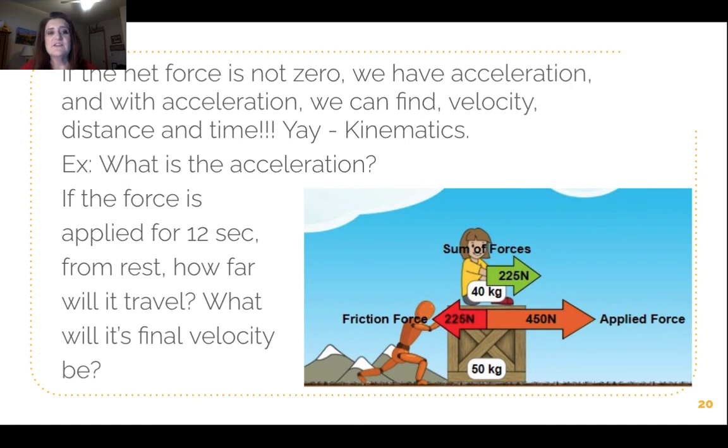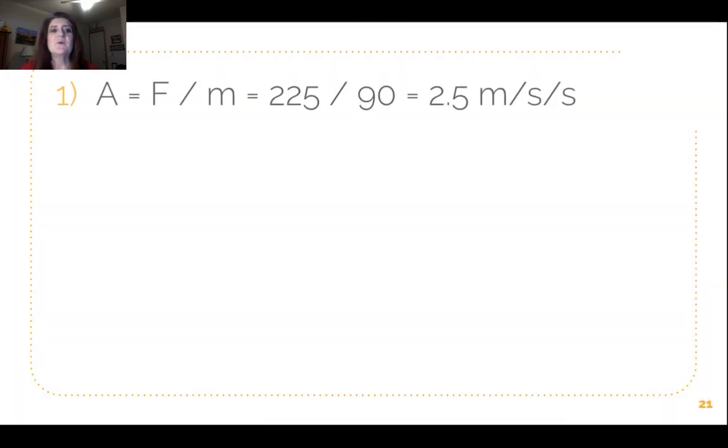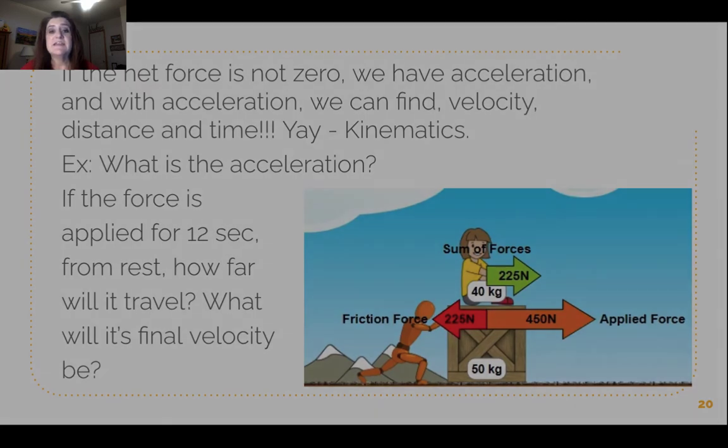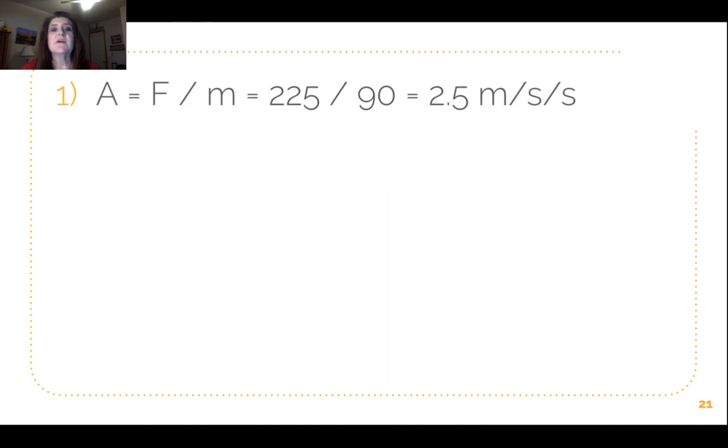So here's a situation. What is the acceleration? If the force is applied for 12 seconds from rest, how far will it travel and what will be its final velocity? So acceleration should be force divided by mass, and notice that the net force was 225 newtons, right? Because 450 applied, 225 of friction makes 225 net force on a mass of 90 kilograms. So the acceleration would be 2.5 meters per second per second.